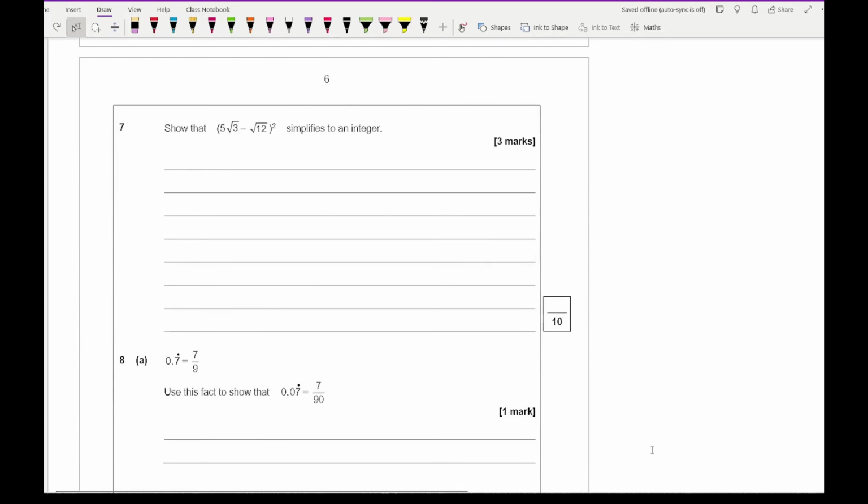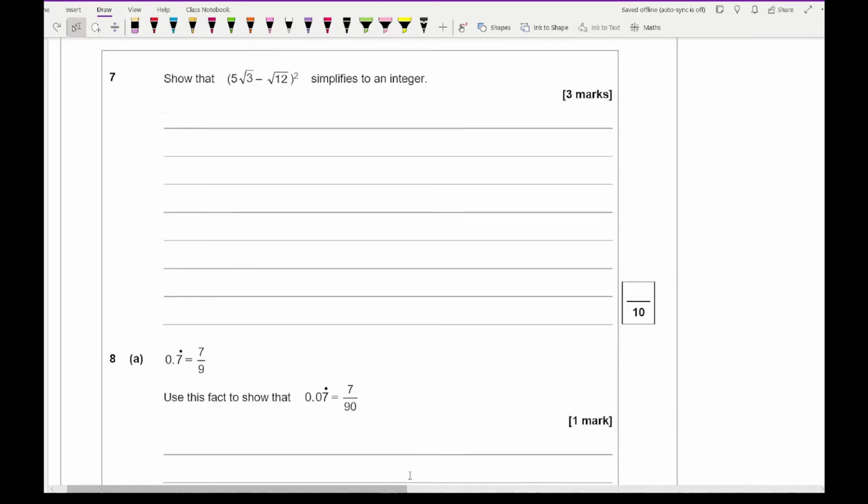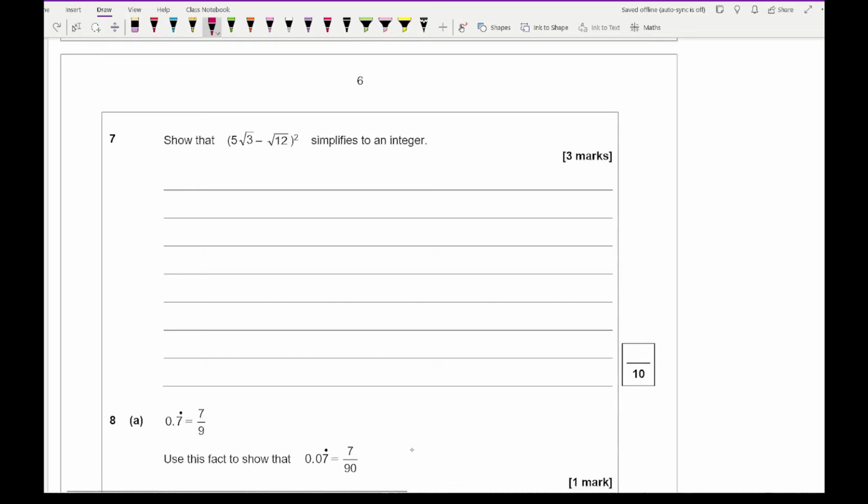Then moving on to question 7, it says show that 5 root 3 minus root 12 squared simplifies to give me an integer. Now let me just zoom in so you can see it a little bit more clearly on the screen. Now root 12, you can either treat this as a double brackets question, or if you spot that root 12 can be written as root 4 times root 3, which is 2 root 3, then substituting this into our bracket, what we end up with is 5 root 3 minus 2 root 3 all squared.